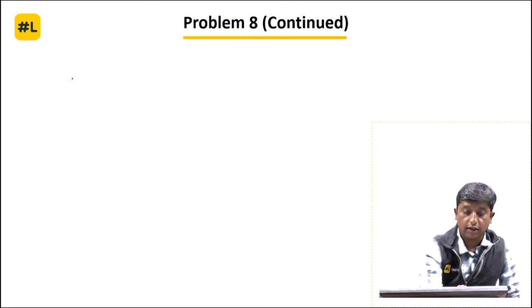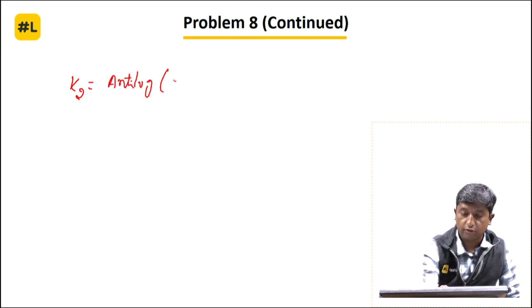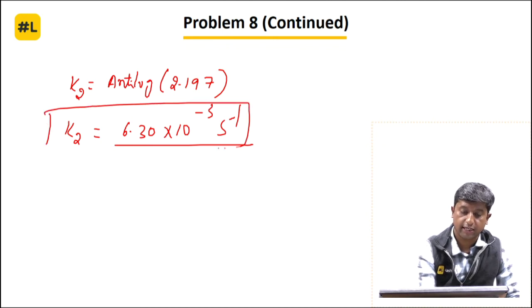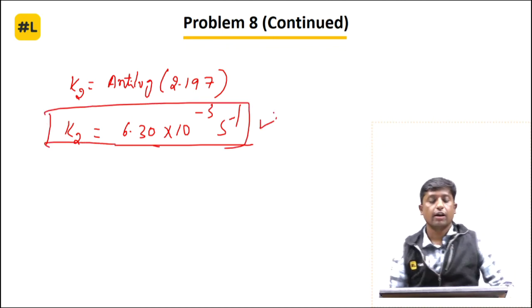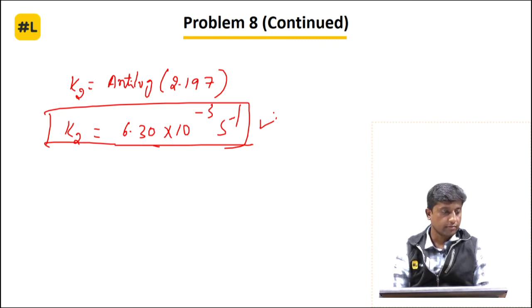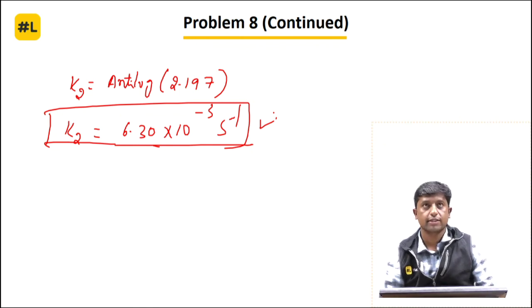So, K2 will be equal to antilog of that. Antilog of minus 2.197. So, K2 will be 6.30 into 10 power minus 3 per second. So, this is the correct answer here. The value of rate constant at higher temperature, that is K2. So, this is the correct answer for the problem, students.